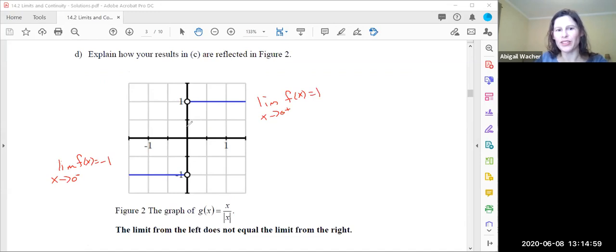Now, those two things are not equal. They're, in fact, quite far apart. And so you conclude again that the limit from the left does not equal the limit from the right. And so the limit does not exist.